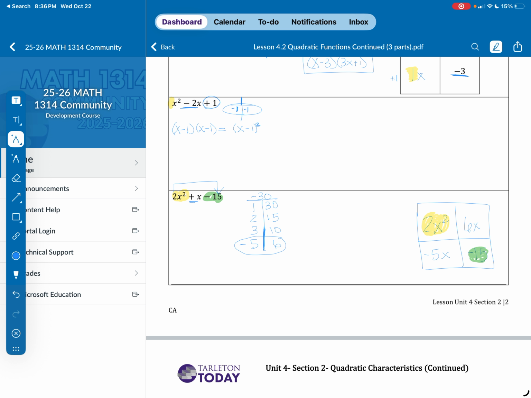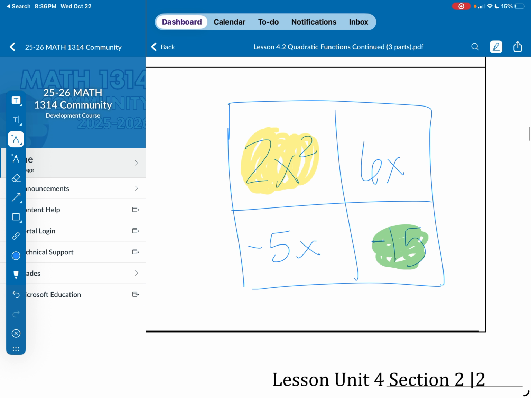All right, so now I need to just work out my Punnett square here. And so what can I multiply to give me 2x squared? 2x times x. So make sure whichever row and or column, depending on which one you're looking at, you put your 2x, make sure the entire row is divisible by 2. So 2 is divisible by 2 and 6 is divisible by 2. So I'm going to put my 2x there. And I'll put my x up here.